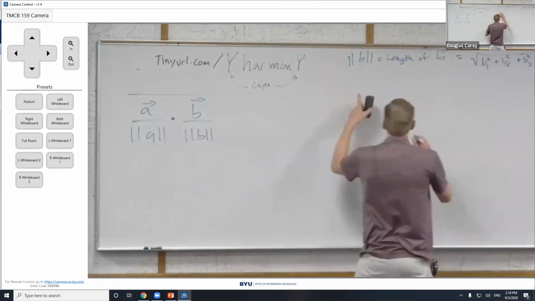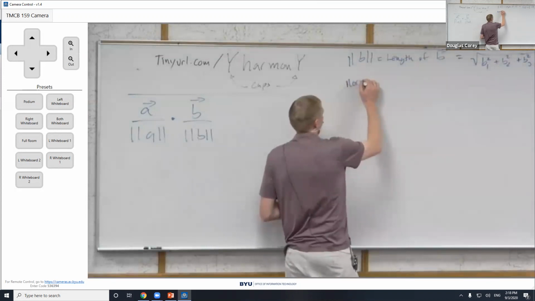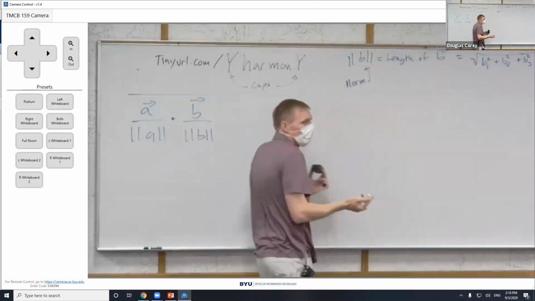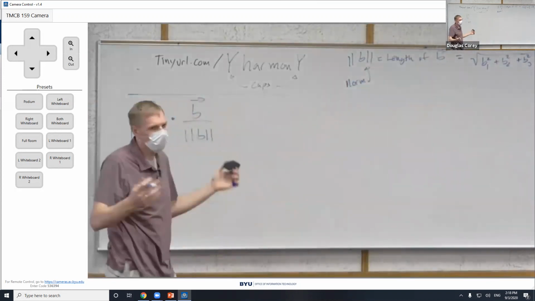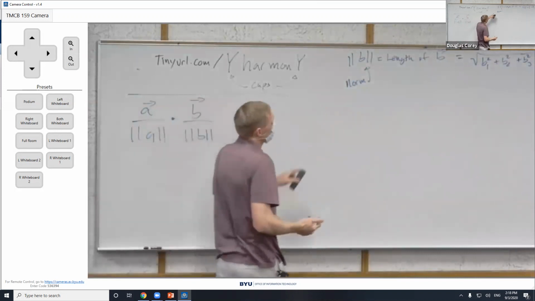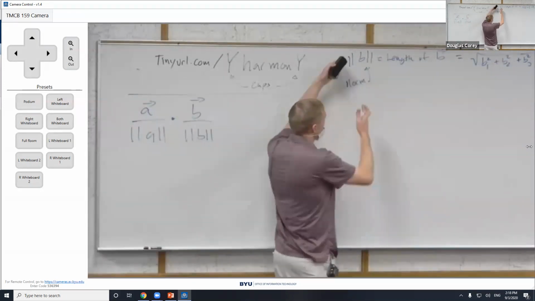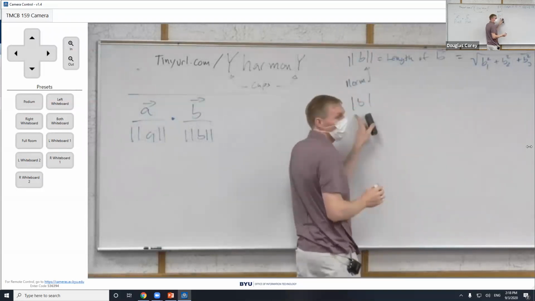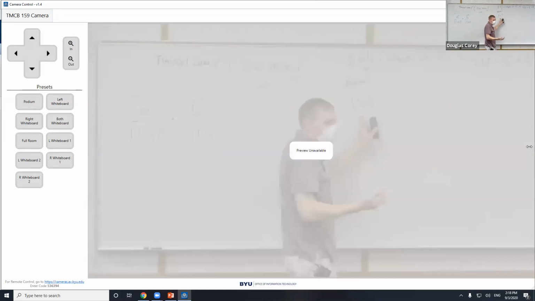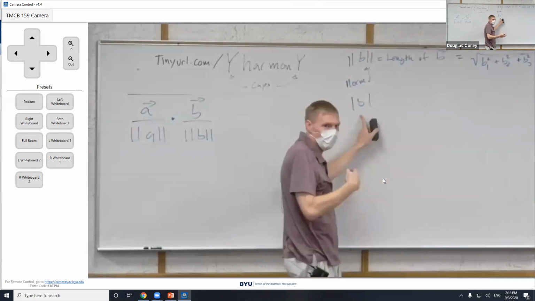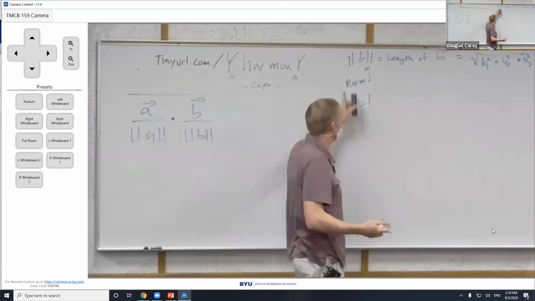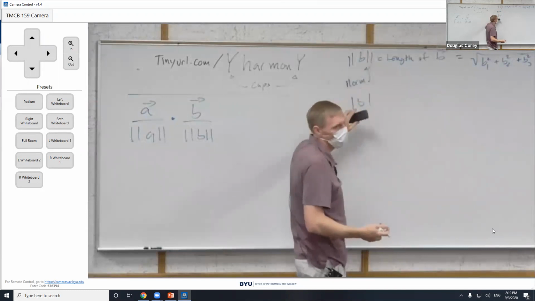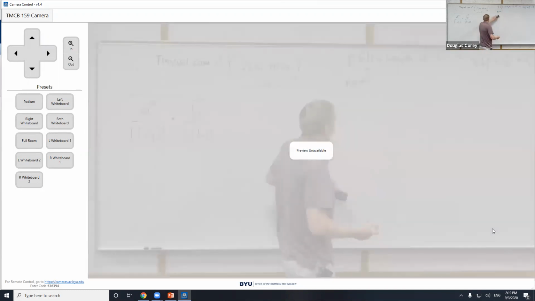Sometimes we'll call this a norm. So the norm just means the length. In physics, they call it the magnitude. Some other books and some other classes will just use one line, the absolute value, because absolute value is the length of a real number, like the distance from 0. So they use that same thing. And the book that we use uses double lines.